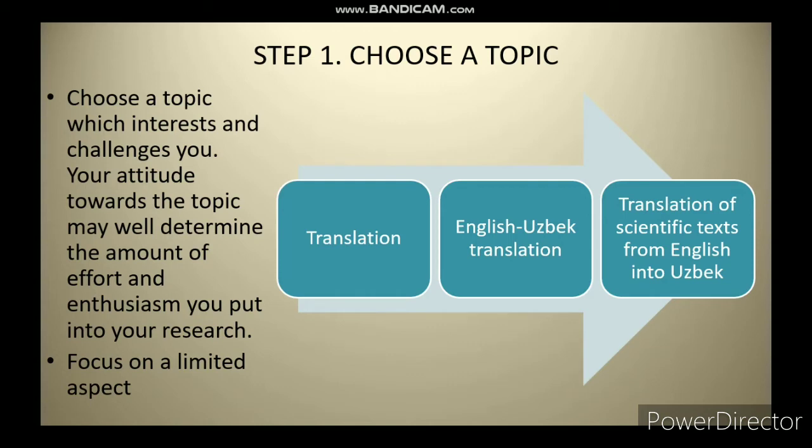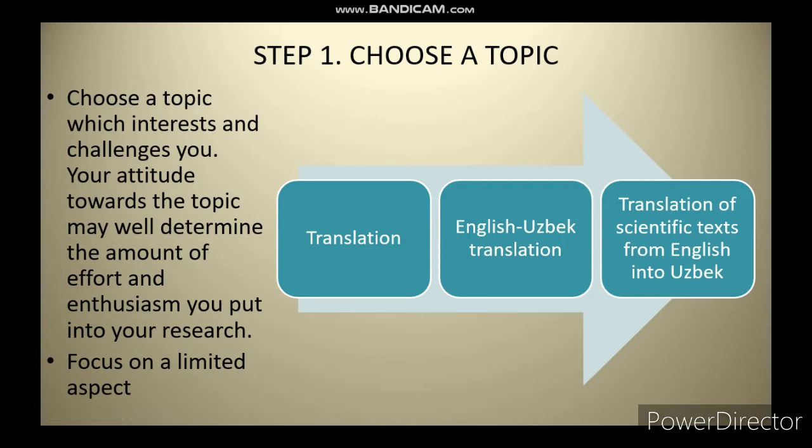First step of writing a scientific paper is choosing a topic. You should choose a topic which interests and challenges you, and you should focus on limited aspects. It means if you are working in the field of translation, you can be more specific by choosing English and Uzbek translation, and you can be even more specific by choosing translation of scientific texts from English into Uzbek.